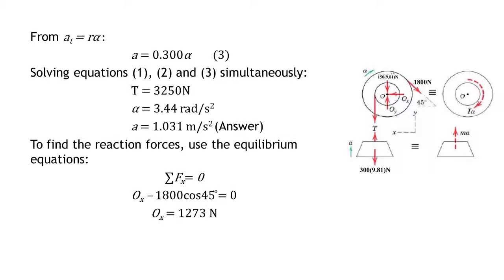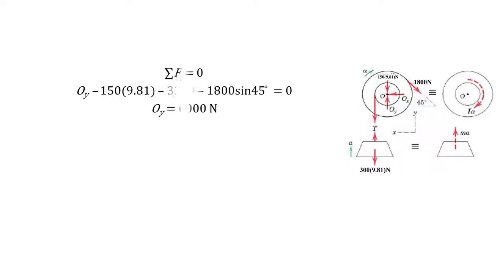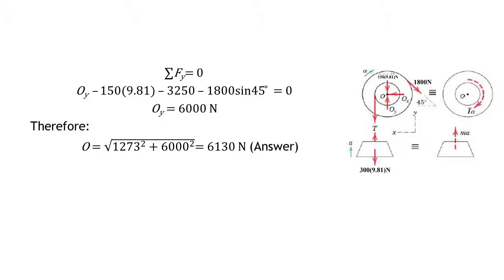To find the reaction forces, use the equilibrium equations. The sum of forces in the x direction is equal to 0, and we will get that O_x is equal to 1273 newtons. In the y direction, the sum of forces is equal to 0, and we will get that O_y is equal to 6000 newtons. After we got these two force components, we can find the resultant force on the bearing at O. Therefore, O is equal to 6130 newtons.